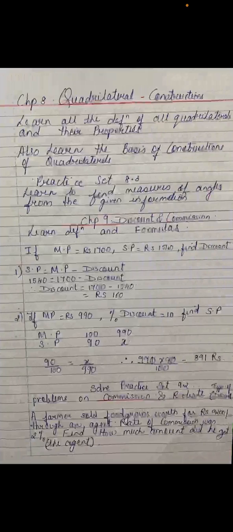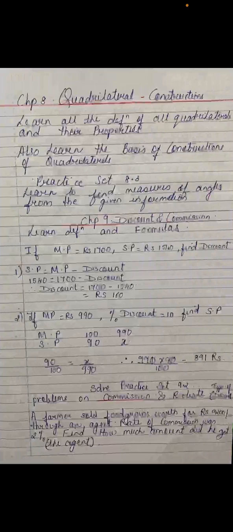Now, practice set 8.3. Here some problems are given where we have to find the measures of the angles from the given information. So, please solve problems from the textbook. Okay, so 2 marks questions might come. So, you have to choose the correct angle from the measurements given. Solve them properly and choose the correct answer.